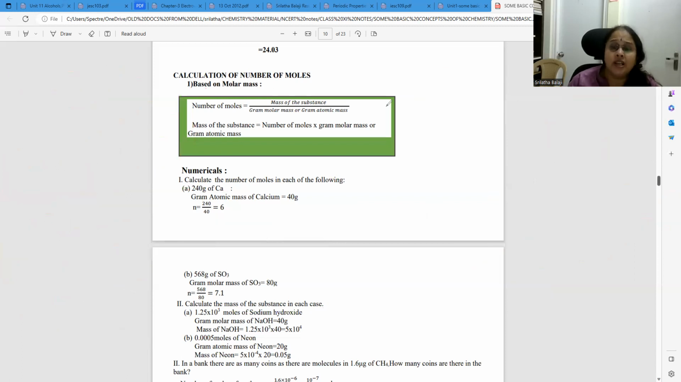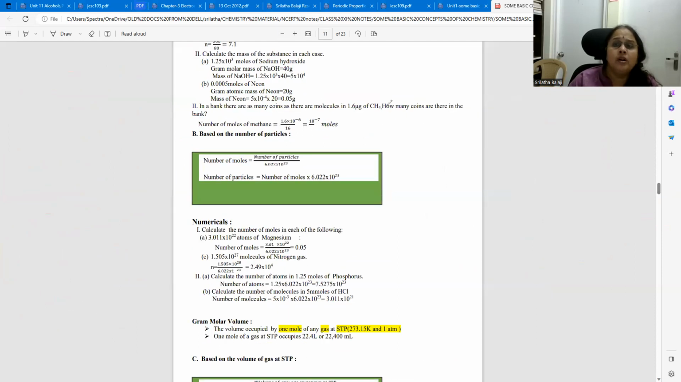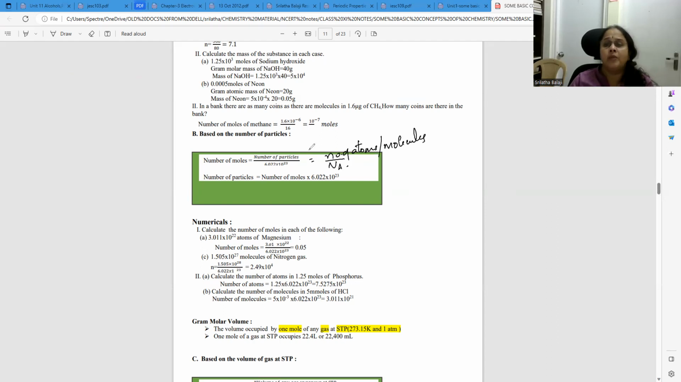Next, the next dimension is taking number of particles. So what is 1 mole of a substance equal to? 1 mole is equal to Avogadro number of particles, right? So what will be the number of moles in X amount of particles? Number of moles will be number of particles divided by Avogadro number. Okay? Got it? Number of atoms or molecules, whatever you take, divided by Avogadro number will give you the number of moles, and number of particles will be number of moles multiplied by Avogadro number. Is that clear?